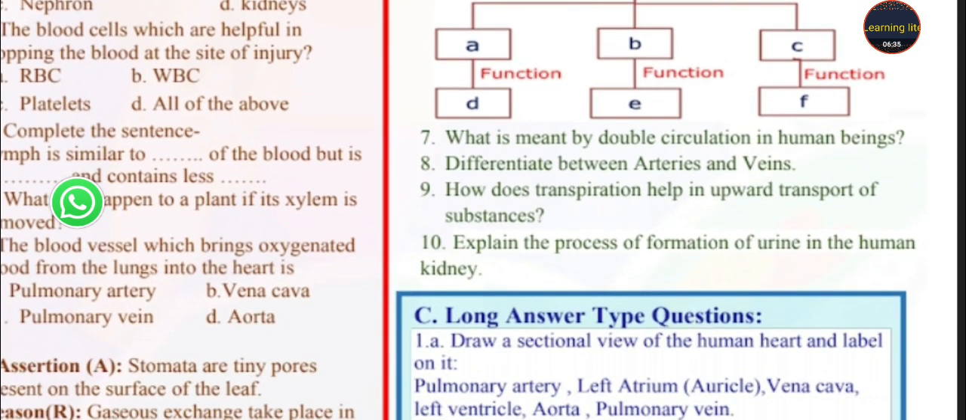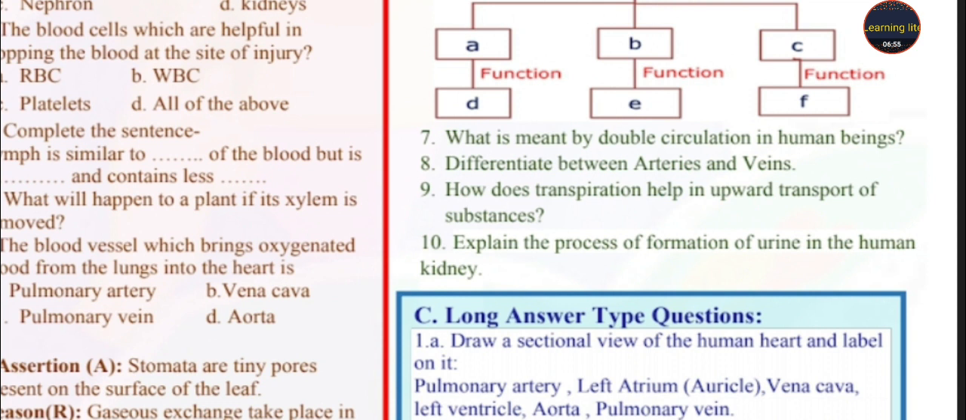Seventh question, student, what is meant by double circulation in human beings? Student, blood circulates twice through our heart. First is pulmonary, second is systemic. I will give an explanation to you. You can note down from that.